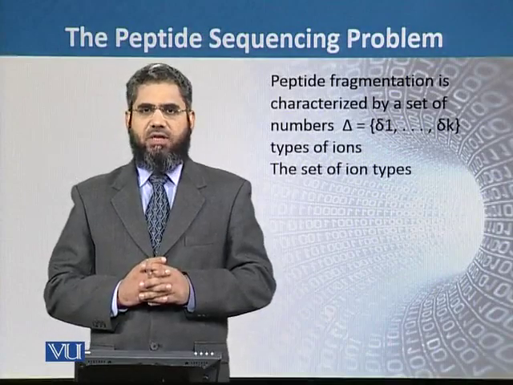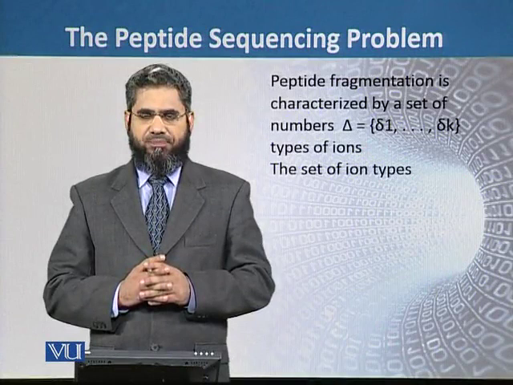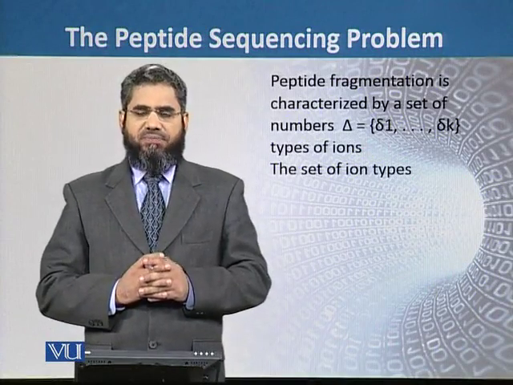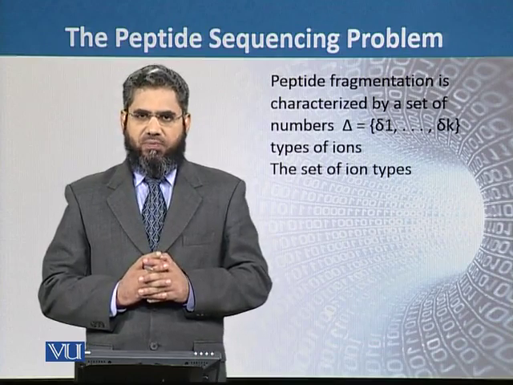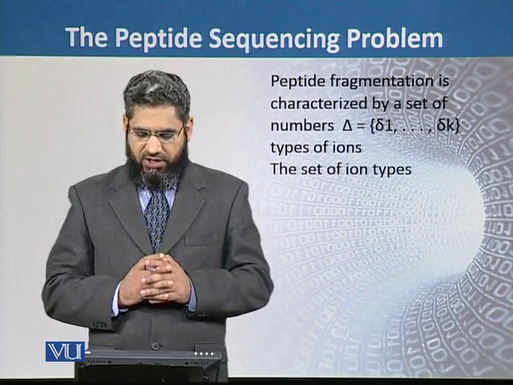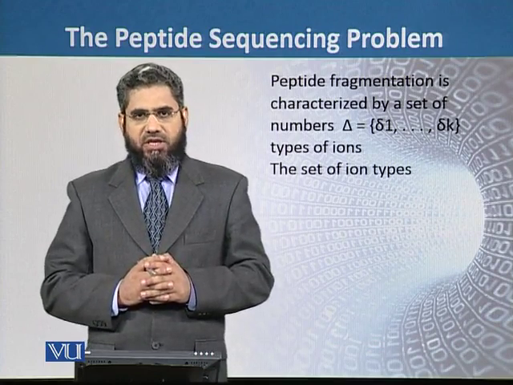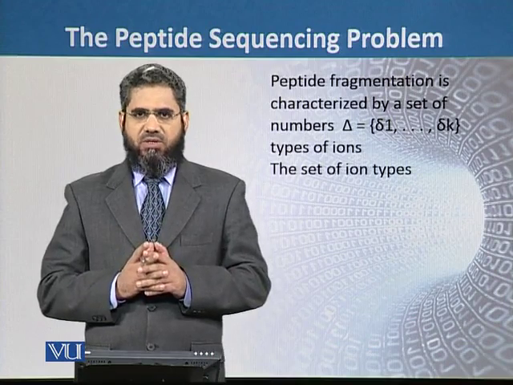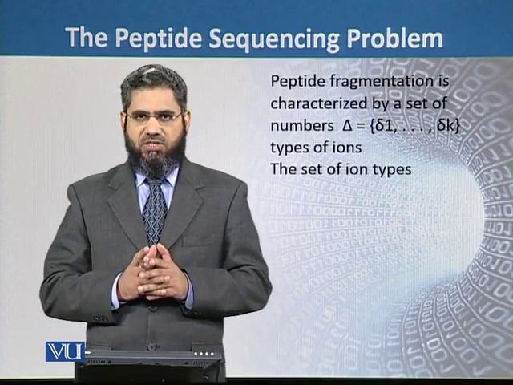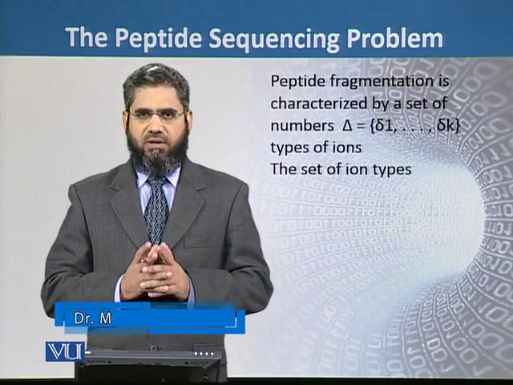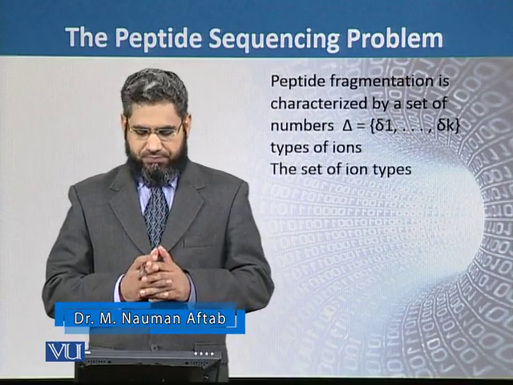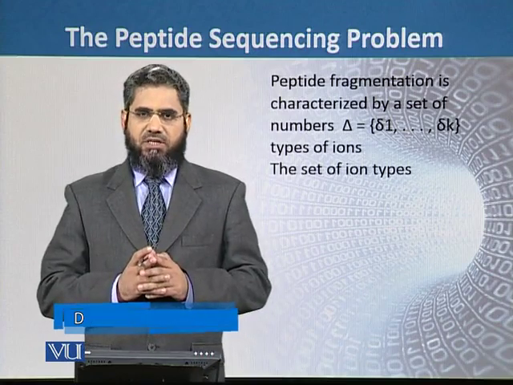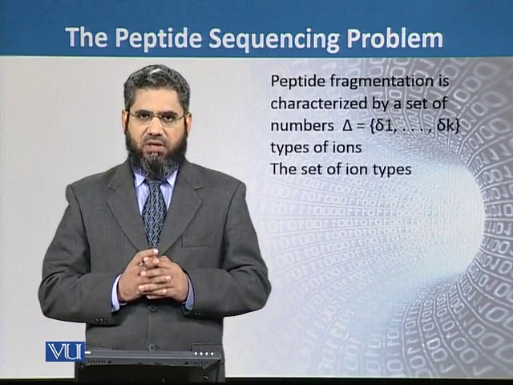Peptide fragmentation in a tandem mass spectrometer is characterized by a set of numbers that we denote delta, equal to delta 1 up to delta k. And these deltas correspond to the type of the ions that are released when the small peptide is converted into small fragments in the mass spectrometer. So these deltas represent the type of the ions, and are called the ion types.